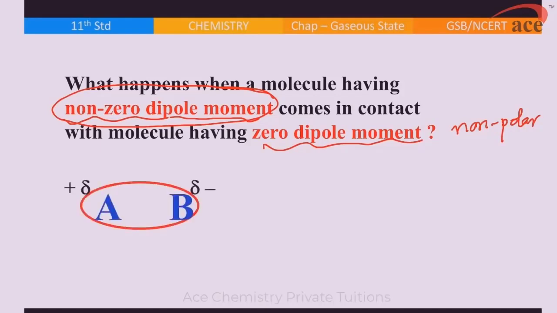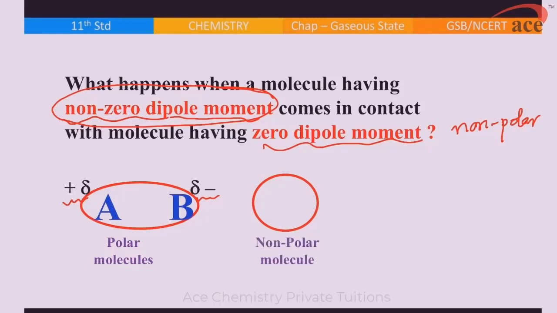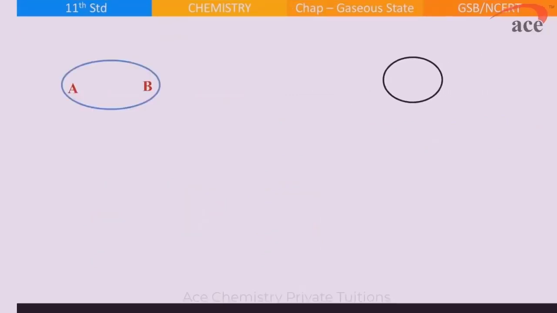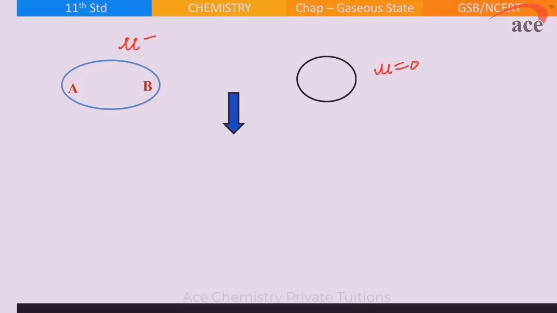This is AB. Now here if you see, B has a partial negative charge and A has a partial positive charge. It means it's a polar molecule like HCl, HF, etc. And I am calling it a polar molecule. Bringing a molecule which is non-polar, maybe H2, Cl2, etc. Now let's consider a molecule AB. We already said AB is a polar molecule and C is non-polar, which means its dipole moment is zero, and AB does not have dipole moment zero, correct?